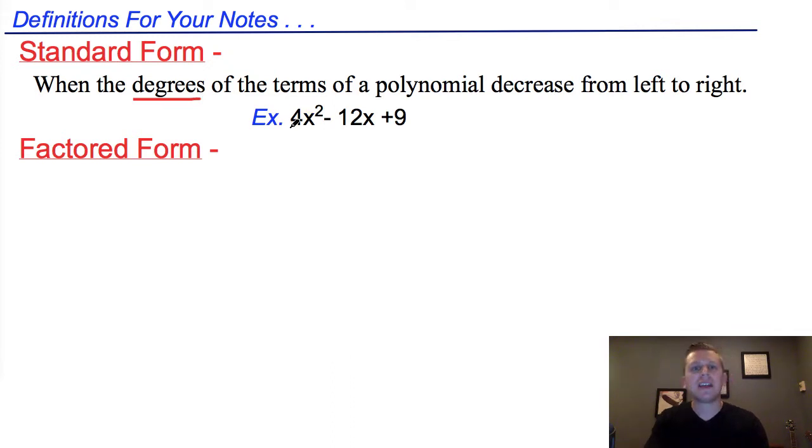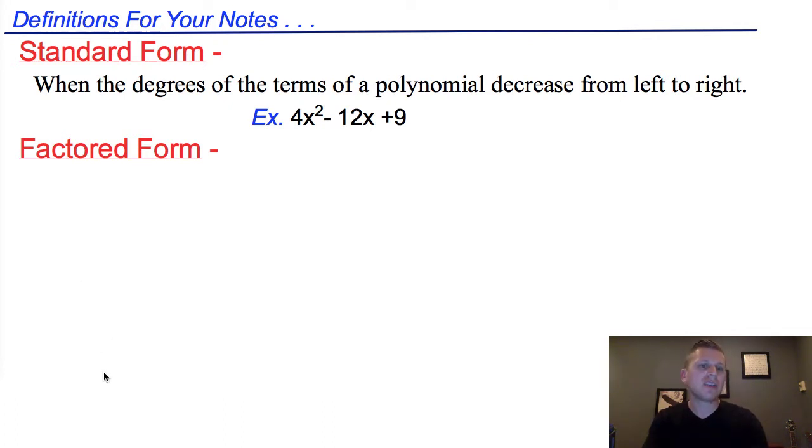For instance, take a look at this term here, 4x squared. The degree of this term is 2. That is the highest exponent there. If I look at this term, negative 12x, the degree here is 1 because that's the highest exponent, that imaginary 1 there. And this term here, 9, its degree is 0 because really there's an imaginary x to the 0 here. We say this one is in standard form because the degrees decrease from left to right. 2, 1, 0.